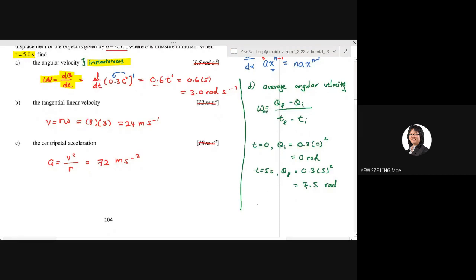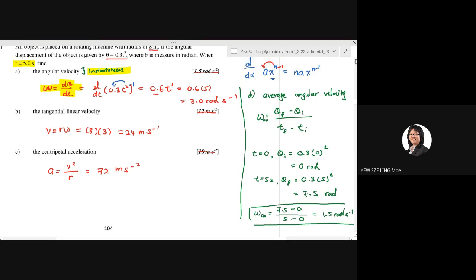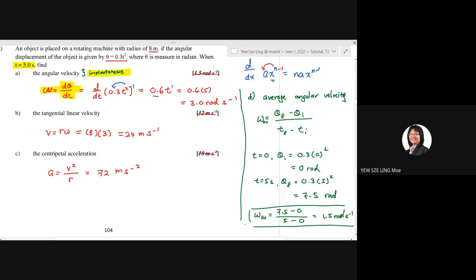So omega average is then equal to 7.5 minus 0 divided by the time taken, which is 5 minus 0. Okay, and you obtain 1.5 radian per second. So this is if you calculate average angular velocity. There is a slight difference between the instantaneous and average. Average, you need final and initial. And then instantaneous, you just look at what happened at a particular moment, at one moment.